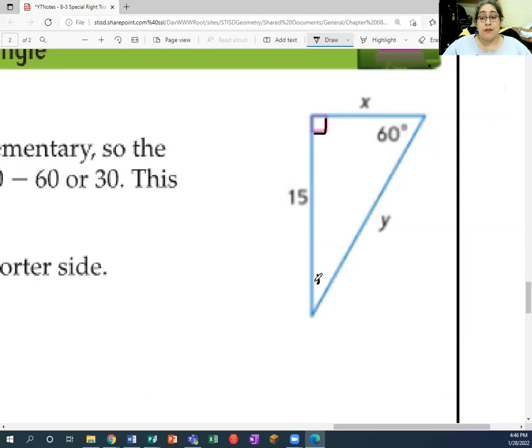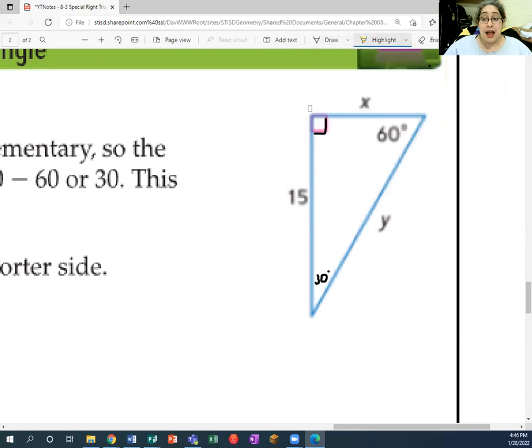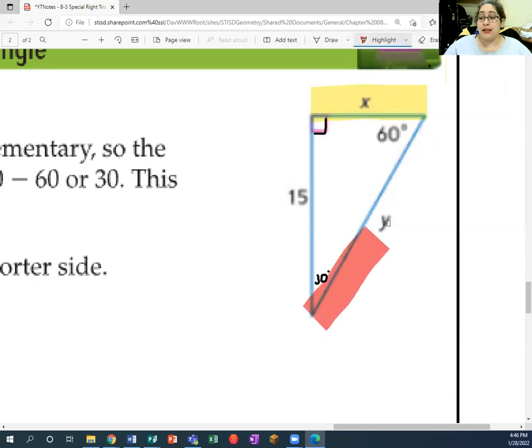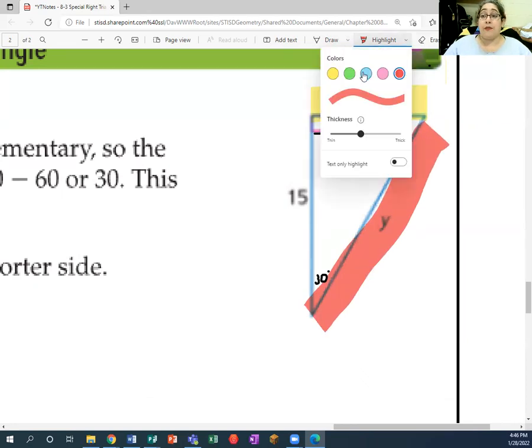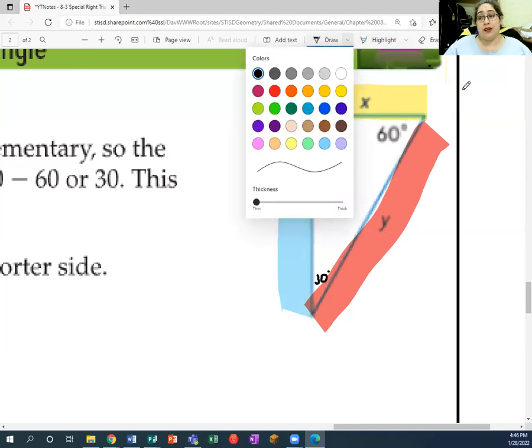So this angle measure down here is 30 degrees, which means that this side right here, directly opposite that 30-degree angle, that's my shortest side. I'm going to go ahead and continue color coding and identify my hypotenuse. And now that I have my short side and my hypotenuse identified, I can identify my medium side. Hard part's over. Time to use my shortcut.